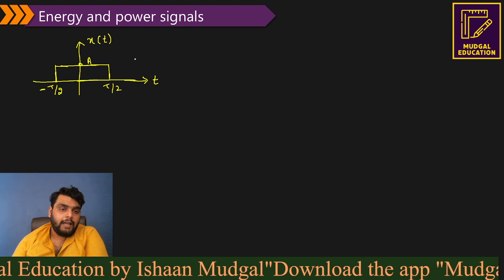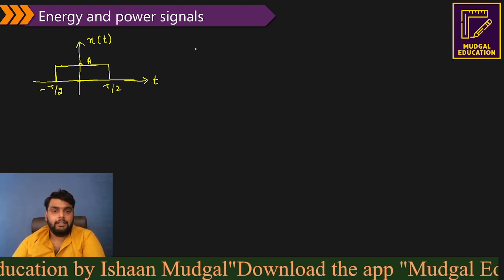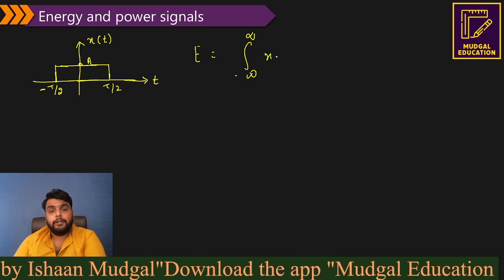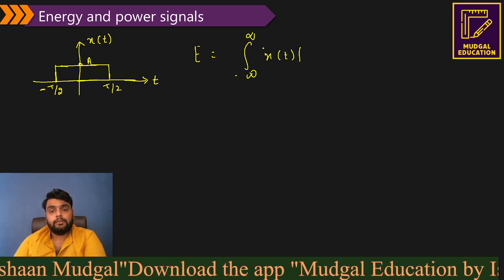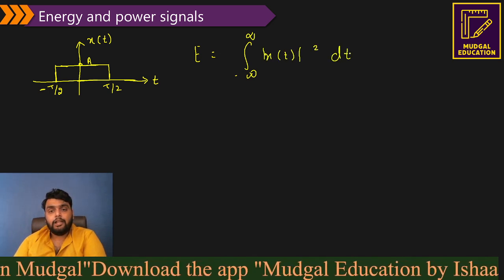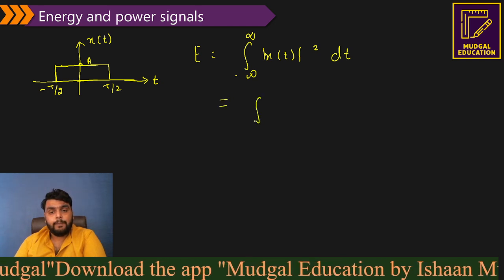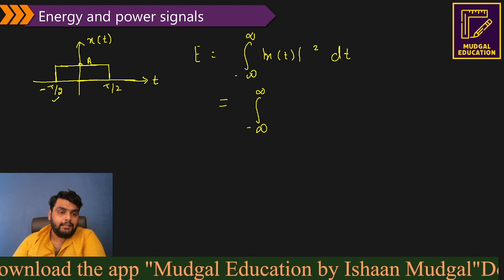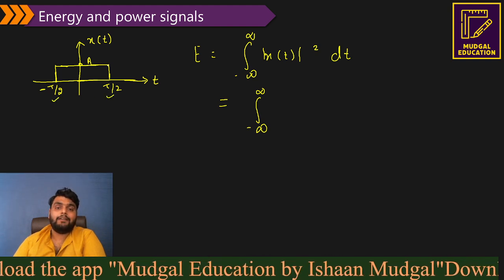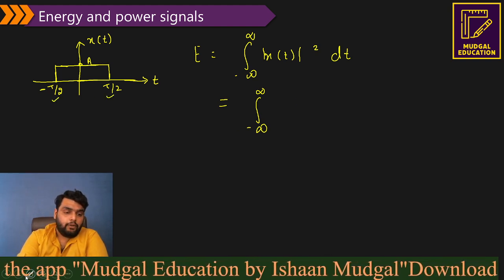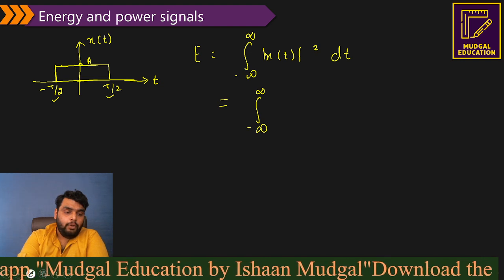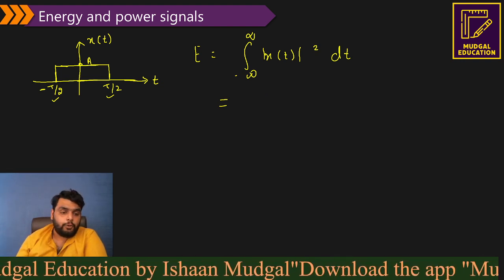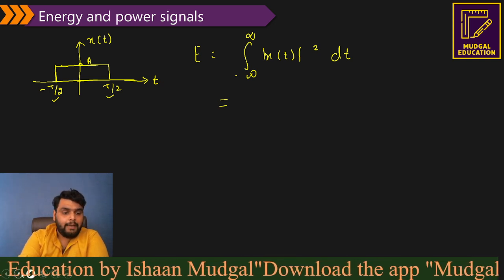So let's talk about, I need to find out energy here. So I know the formula of energy is the integral from minus infinity to infinity of x(t) whole square dt. Now if you see this question very carefully, what is the signal here? The signal is from minus T by 2 to T by 2 and the magnitude is A. So the integration limit will be changed to minus T by 2 to T by 2.